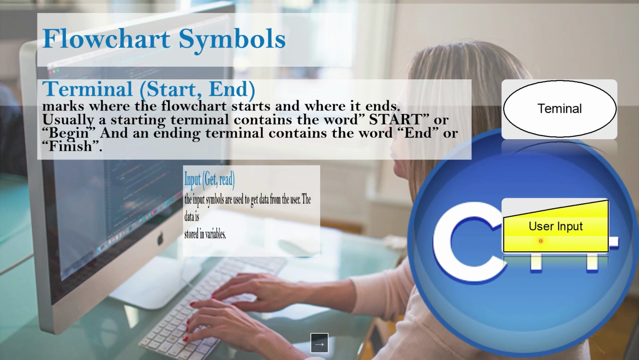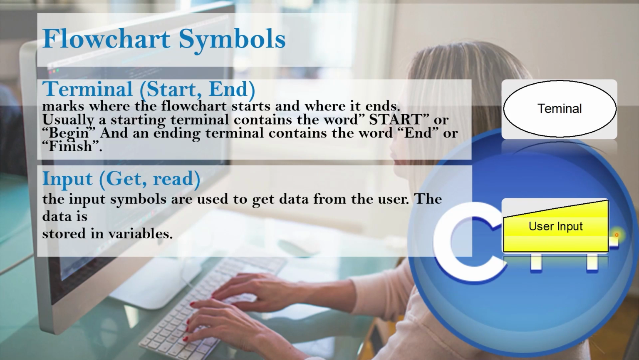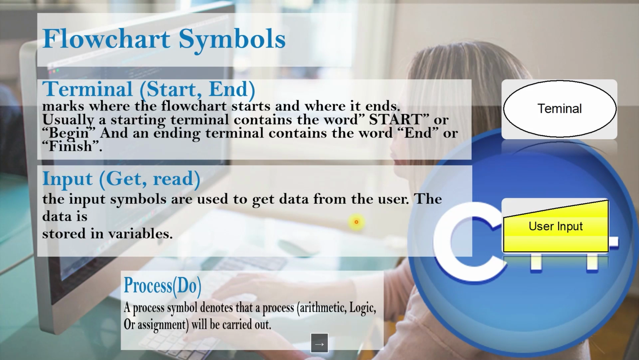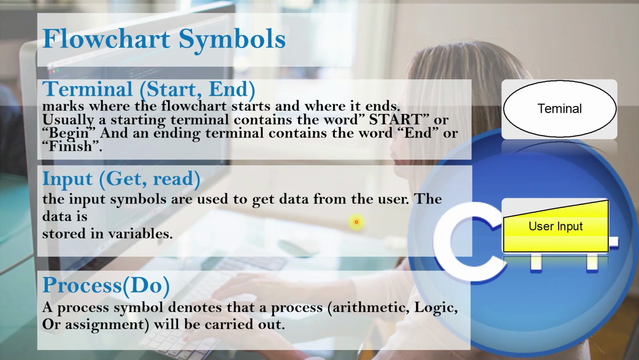And let's understand about input. The input symbol is used to get data from the user. It means whenever in your flowchart you want to show that your program needs information, needs data from the user, you use this symbol. And process. A process symbol denotes that a process will be carried out.